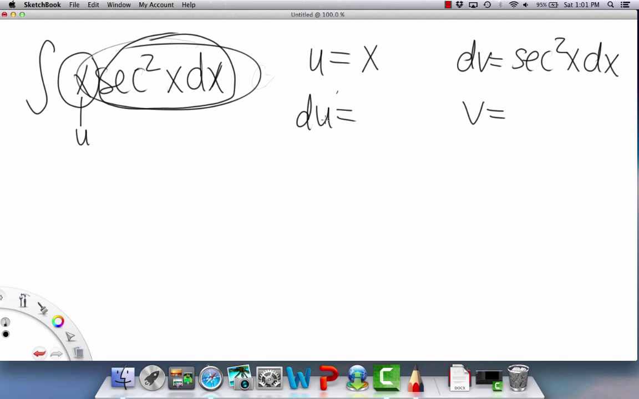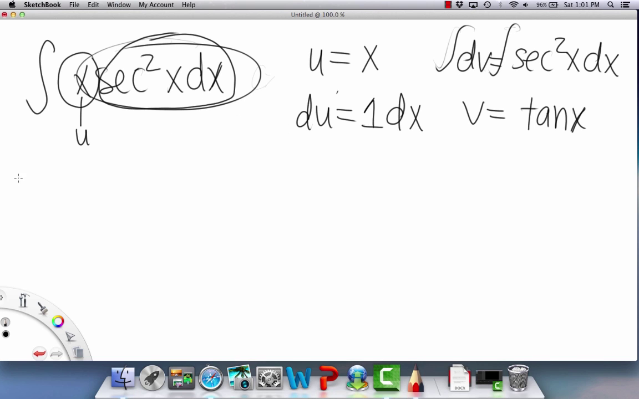Alright, so now that we identified those, we can calculate du. So the first derivative here would just be 1 dx, or just dx, either way. And our v, so we're going to have to integrate both sides here. So we're going to integrate, and then what we end up with here is tangent x, right? Because when you differentiate that, you can always go back and check to see that v and dv are related appropriately. So the first derivative of tangent is secant squared x dx. Okay, yeah, so we're good.